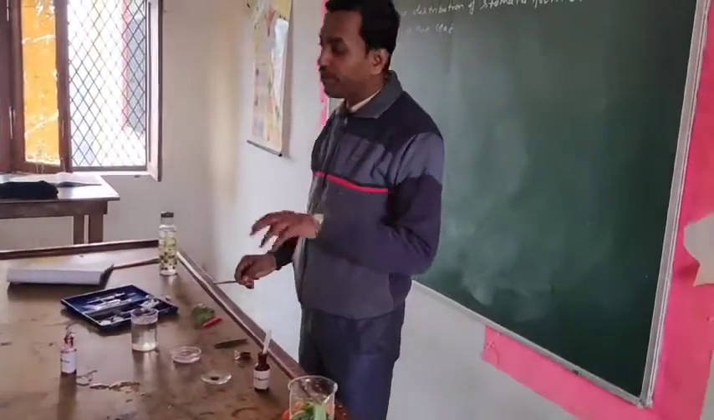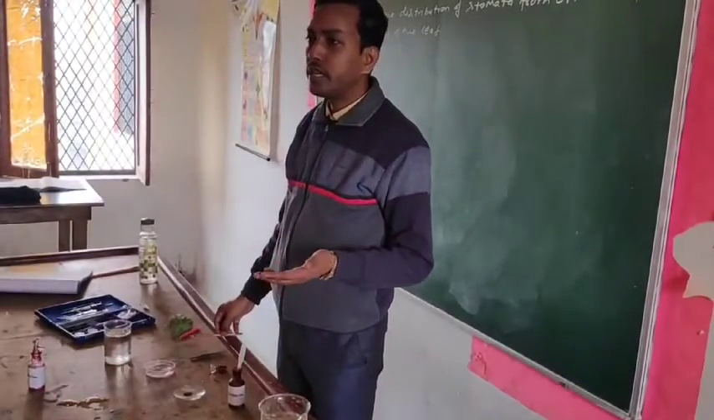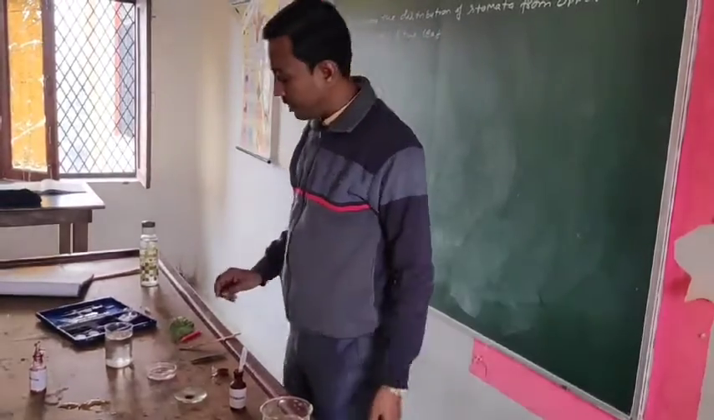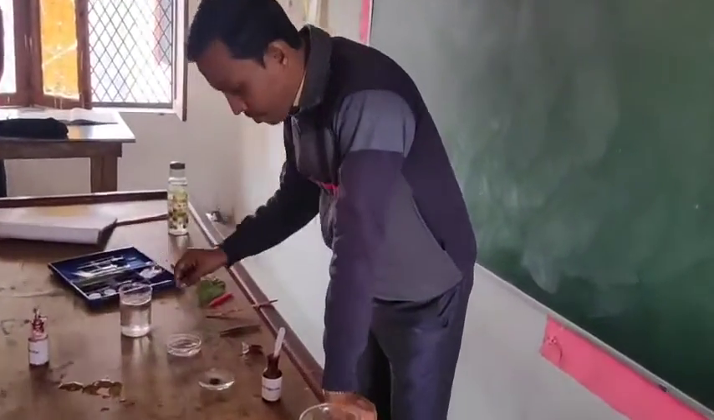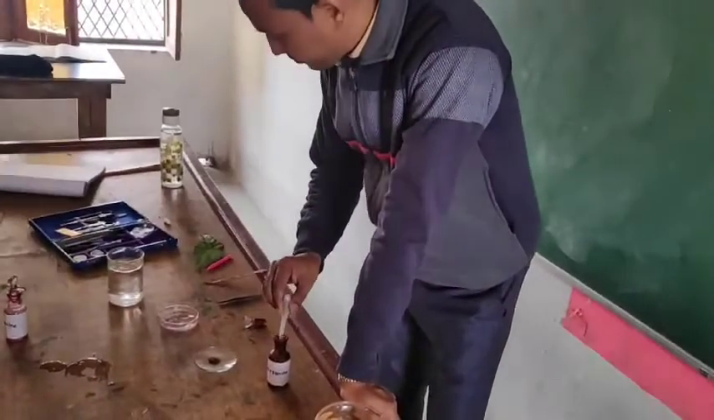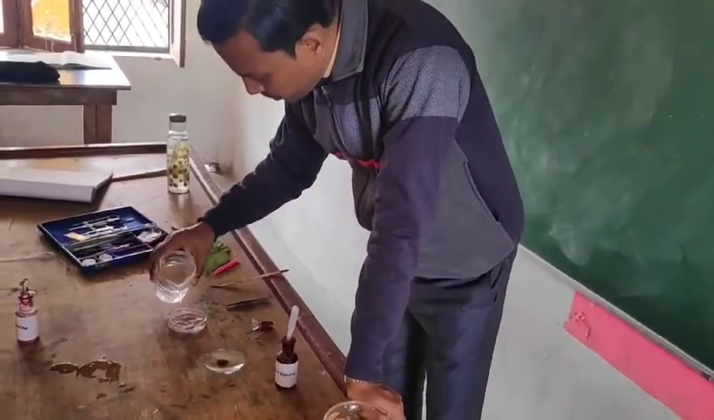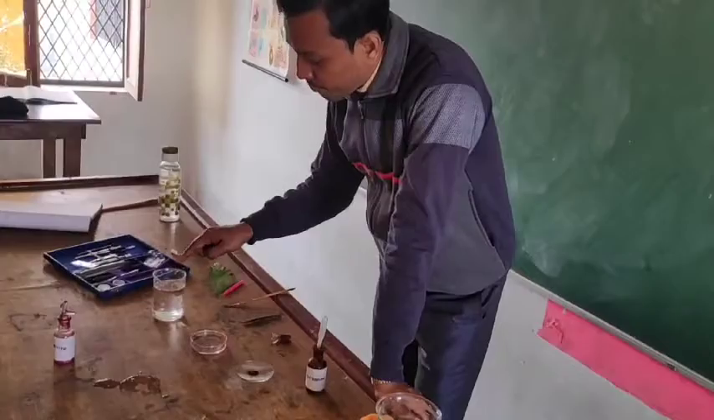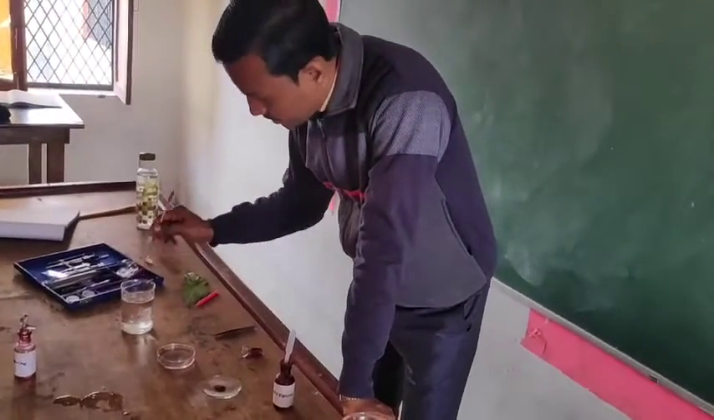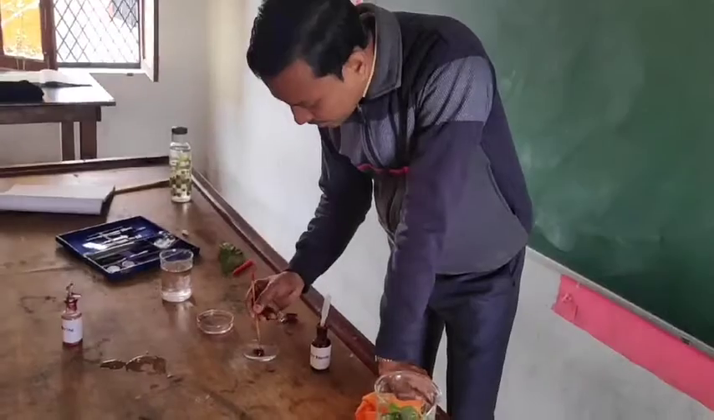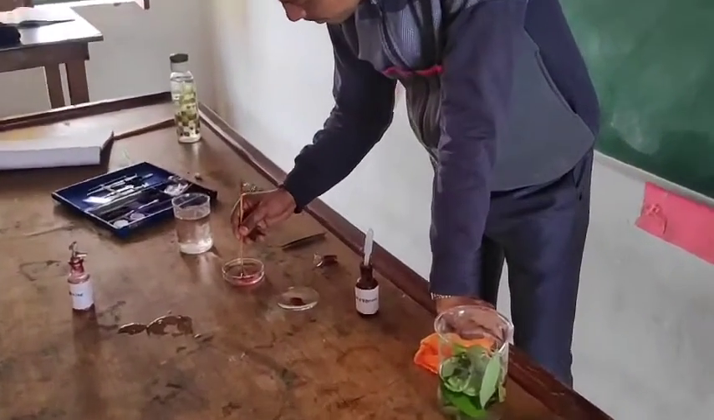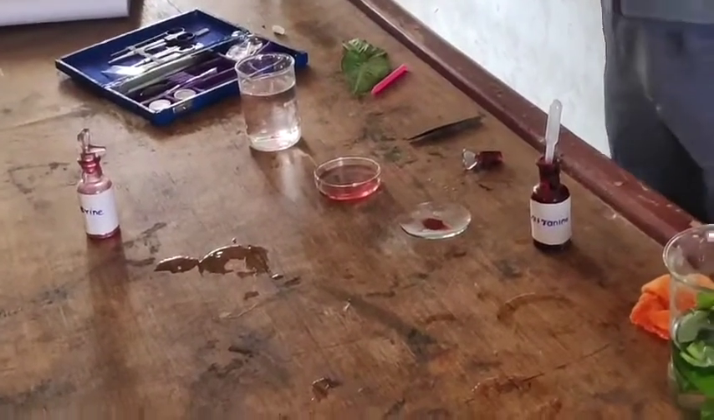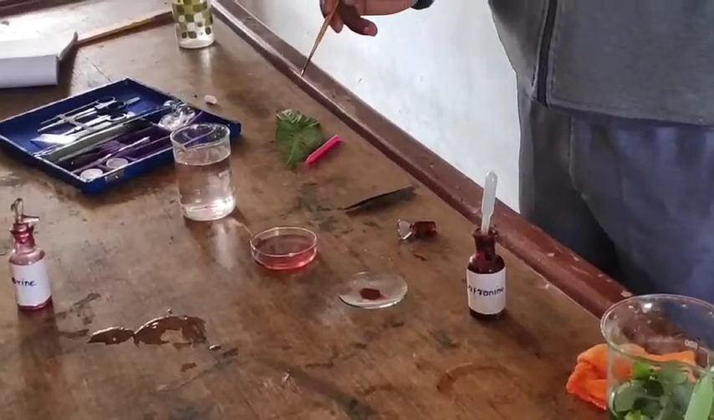Listen carefully. So take 5 minutes. It may be 5 minutes or 10 minutes, but keep in mind a minimum of 5 minutes is required to leave the leaf peel in the safranin. Now take the water from the beaker into the watch glass. This is the petri dish. Take the water from the beaker to the petri dish, and now transfer the leaf peel to the petri dish in order to wash it carefully. Actually, we require 5 to 10 minutes to leave the leaf peel in the safranin.